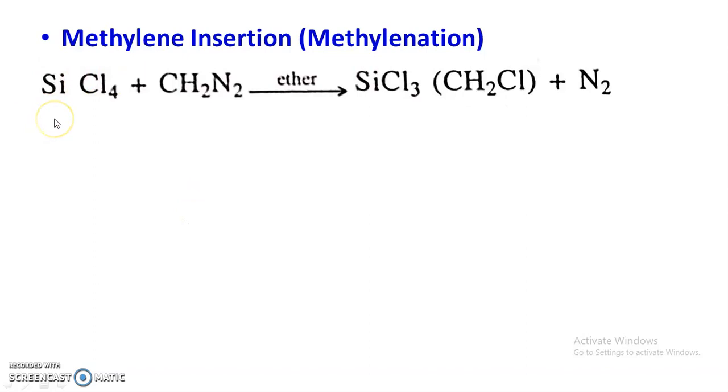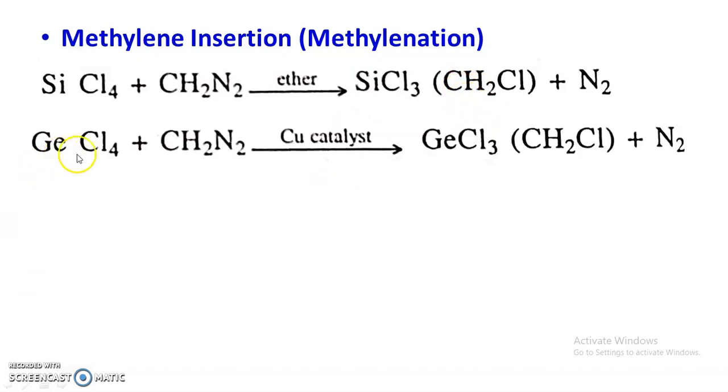Suppose there is silicon tetrachloride. When it is treated with methylene or diazomethane, then in between one silicon and chlorine bond, methylene insertion takes place and we get SiCl3CH2Cl. So three silicon halogen bonds remain as they are, but in between one silicon and halogen, that is chlorine, there is an insertion of methylene and we get an organometallic compound. There is a formation of a carbon silicon bond.